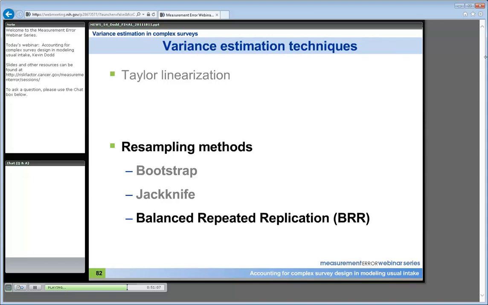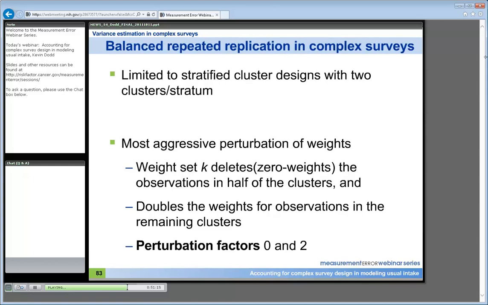Which is why the NCI method applied to complex surveys like NHANES usually uses the balanced repeated replication, or BRR, method I'm going to talk about next. So the BRR method is one that's limited to the case of stratified cluster designs that have 2 PSUs per stratum. And for my purposes, that's fine because NHANES is exactly the kind of sampling design you're supposed to treat NHANES as. And since a lot of the work I do is for the NHANES survey, this is not really a limitation for me.